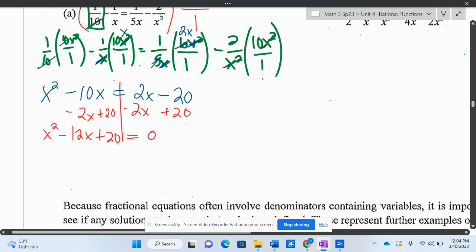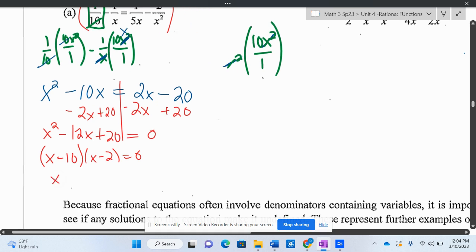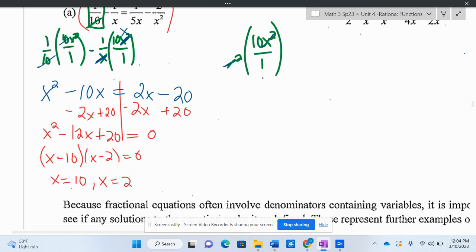My leading coefficient, or A, is 1. So when A is 1, the factors that you choose are the factors that you use. X minus 10, x minus 2 equals 0. That means that my solutions are what? X equals 10 and x equals 2.